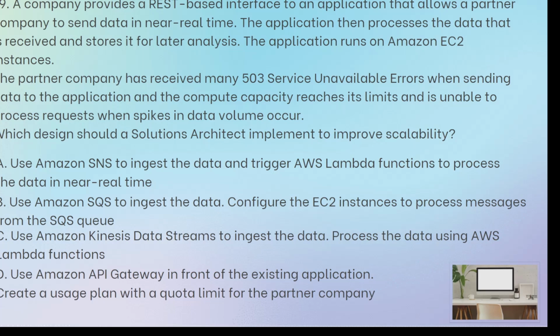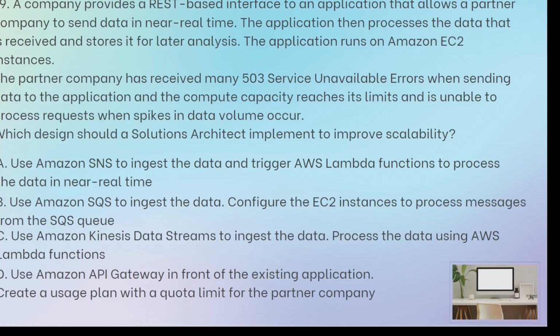So basically, there's a REST based interface which is sending near real time data to the application. The application consumes the data and then saves it and stores it for later analysis. But the company is receiving 503 service unavailable errors. Now they want to improve the scalability. So how are we supposed to implement scalability here?